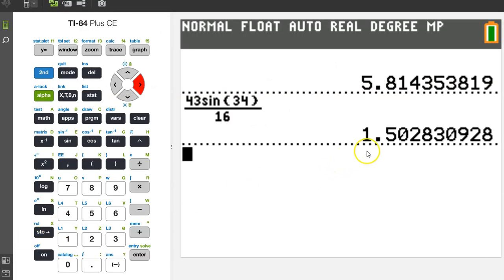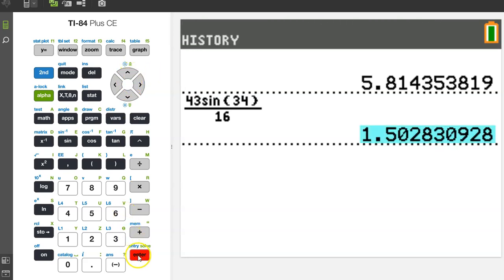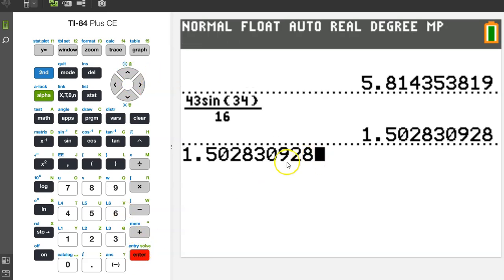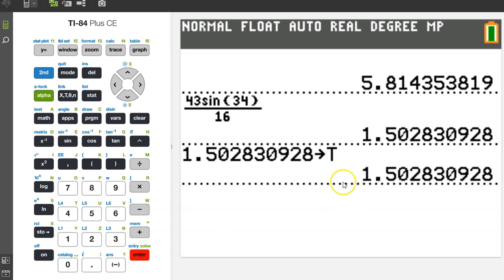To make sure we don't lose any decimal place accuracy, I would like to store this whole number into a letter. So let's go back up to it and hit enter. And then let's hit the store button and choose the letter T. We have now stored all of these decimals into the letter T.